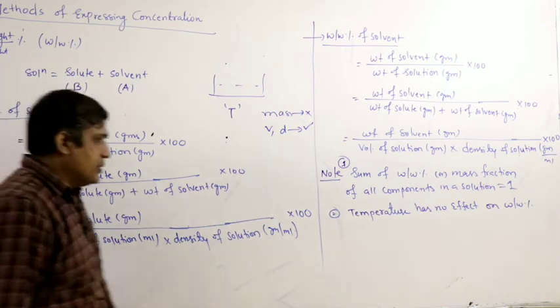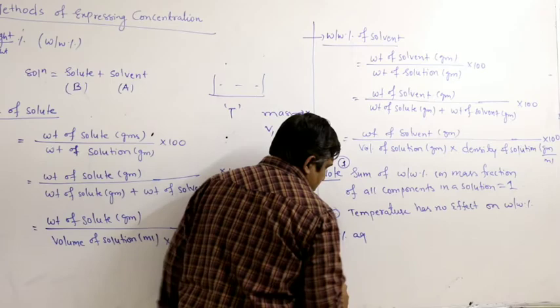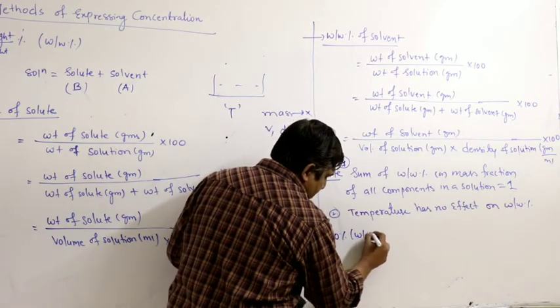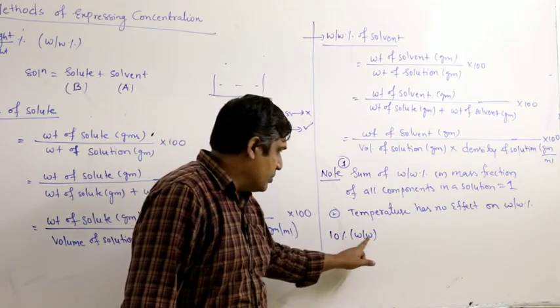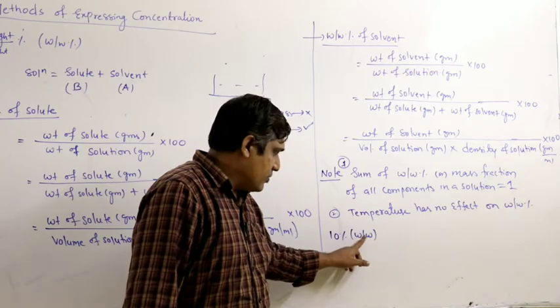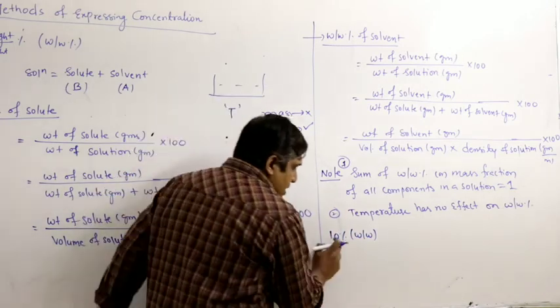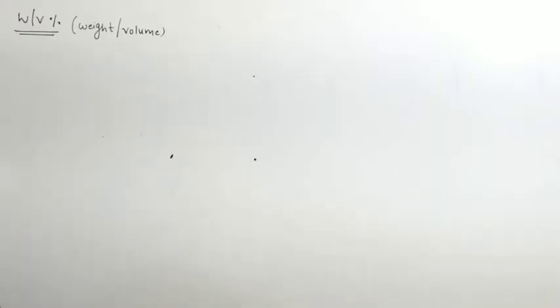Let us take one example. 10% aqueous. What percentage? Generally they will mention whether it is weight by weight, weight by volume, volume by volume. W by W means weight by weight, weight of component to that of total weight. 10% weight by weight aqueous. Next, weight by volume percentage. Numerator W, weight, denominator V, volume.